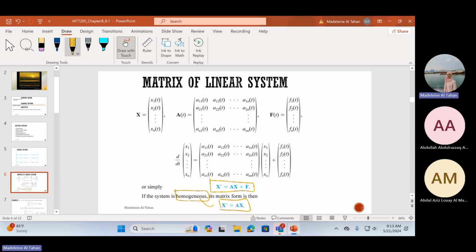Homogeneous system, the F is gone. We will not put plus F or plus F squared and so on.